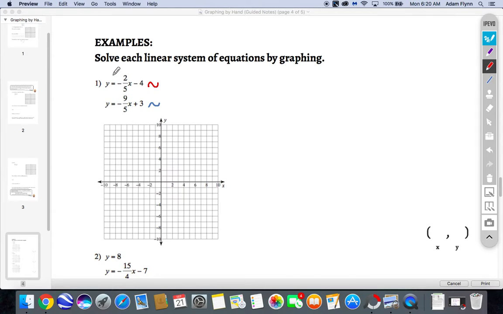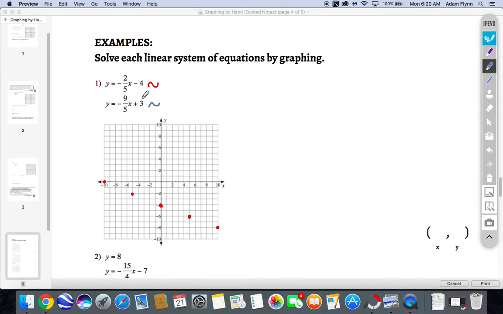They are ready. So starting with my top one here, my red equation, the y-intercept is going to be -4, so I'll go to -4 on the y-axis. My slope is -2/5. So from this point, I'm going to go down 2 and to the right 5. Down 2, to the right 5. Or I could go up 2 and to the left 5. So there I have the important points for my red line.